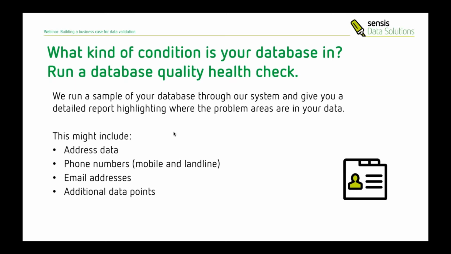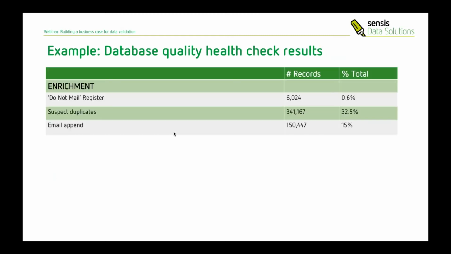Now this might include issues with the address. You may have phone numbers. You may not have phone numbers. You may have mobiles and landlines but require numbers, email addresses and the validity of the emails, and also additional data points.